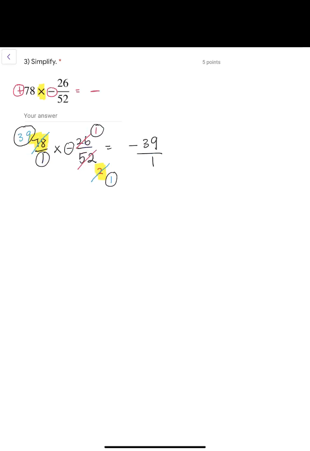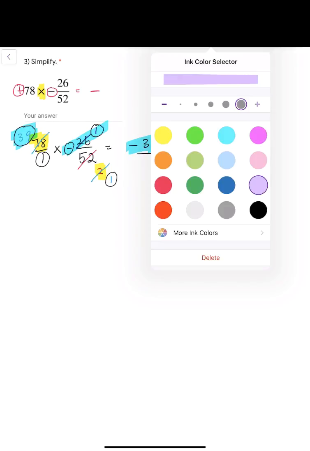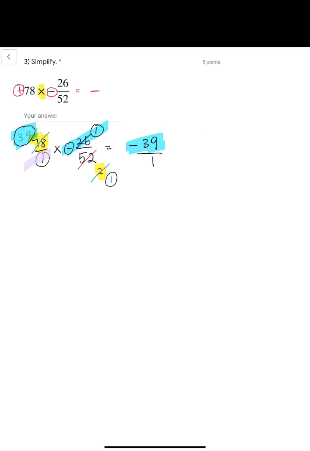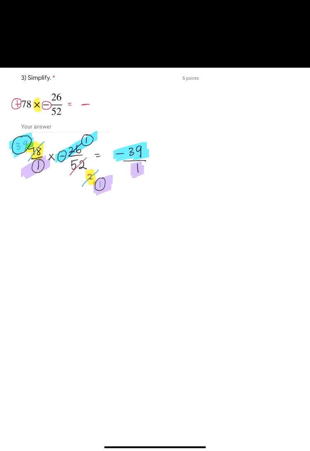And so when you look at that, 39 times negative, that's the numerator. For the denominator, you have 1 times 1, and that's 1. So negative 39 over 1 is going to be negative 39, and that is our answer. So we can box our answer, negative 39, and that's our answer.